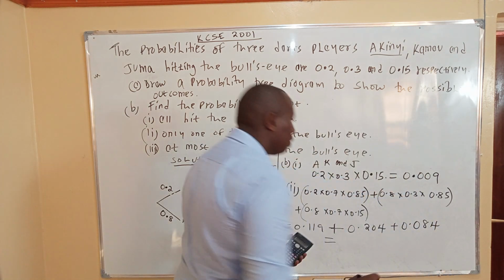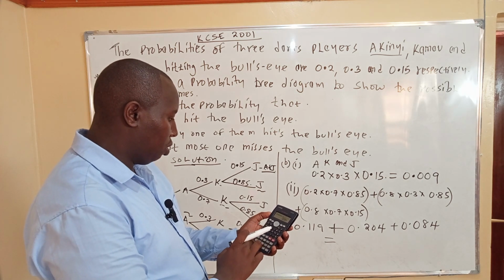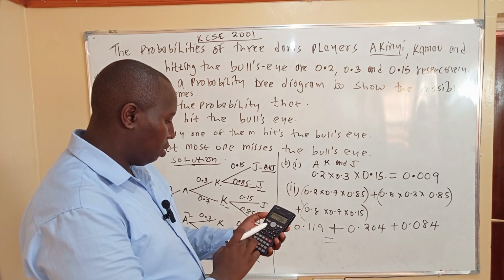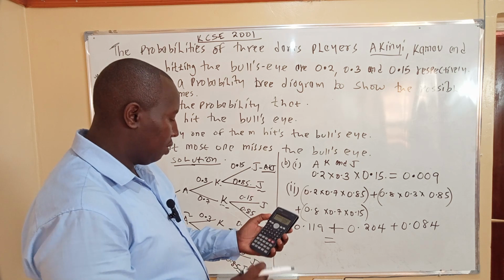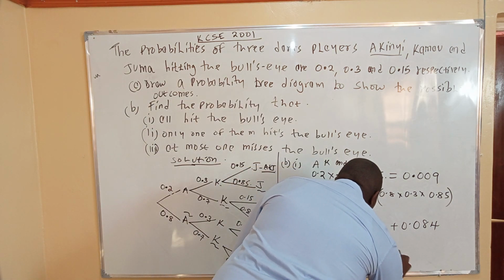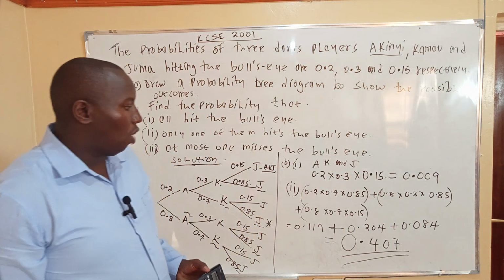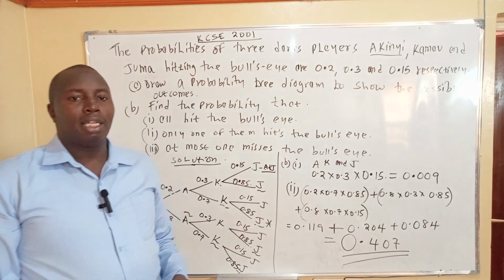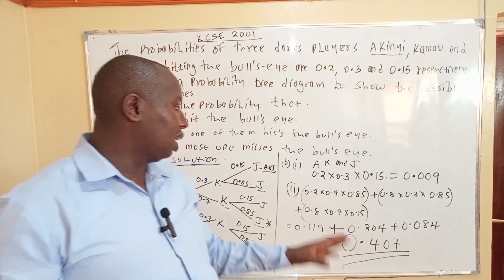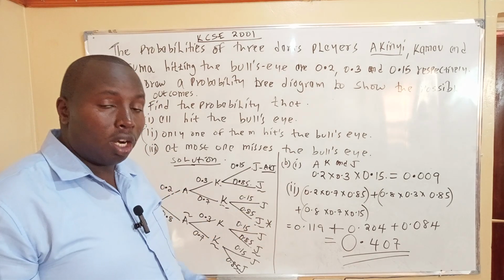You add all of them: 0.084 plus 0.204 plus 0.119. So the answer is 0.407. That is how you deal with that question, that only one hits the target.